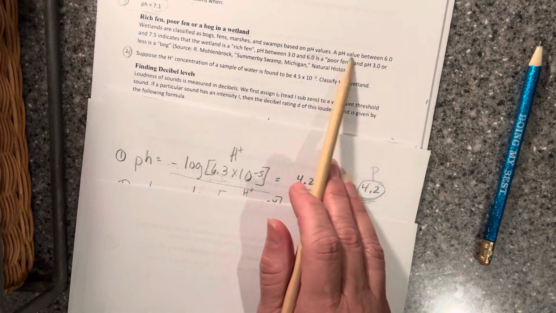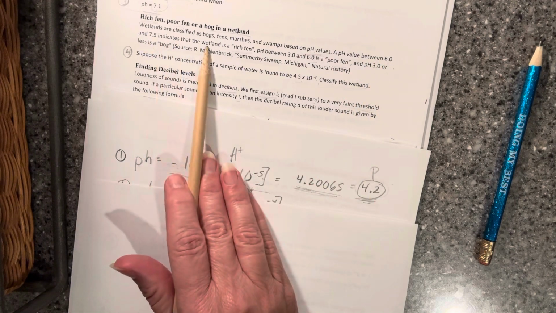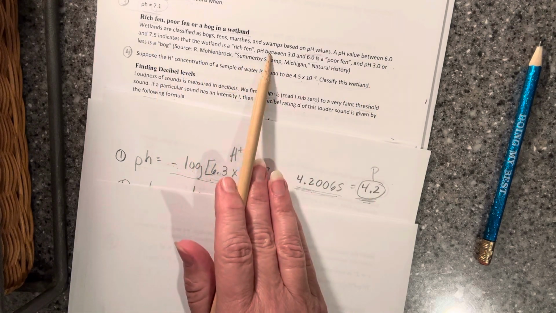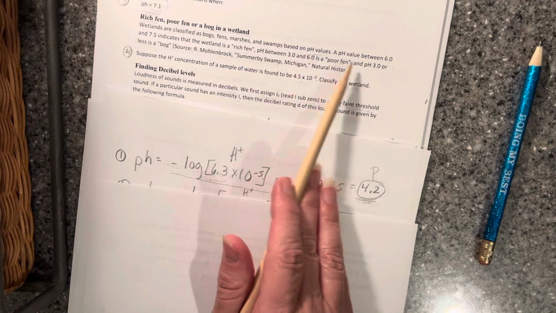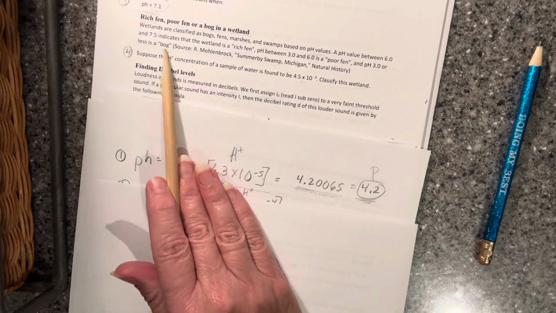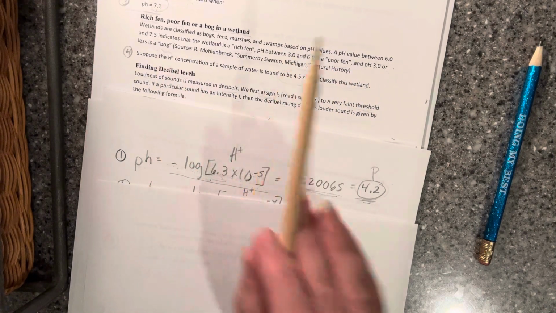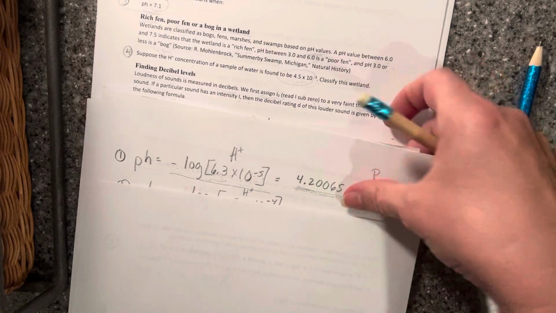So then it tells you a value between 6 and 7.5 is rich fen, a pH of 3 to 6 is poor, and if it's below 3, it's a bog. So plug that in your calculator just like we've been doing. See what you find.